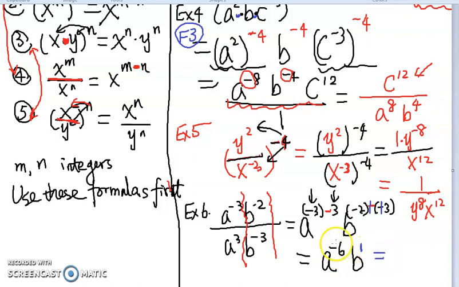If we want to get rid of this negative in the exponent, we have to put a 1 underneath and flip it to the bottom to get a to the 6. And b to the first can stay on the top, and the first exponent can be omitted. So be very careful that you don't do negative 2 minus 3. You have to do negative 2 minus negative 3. And 2 negatives become a positive.